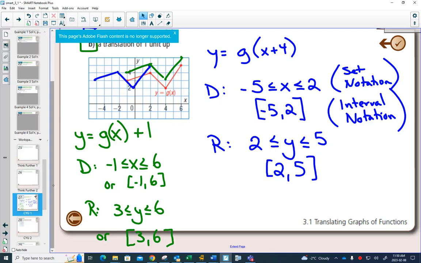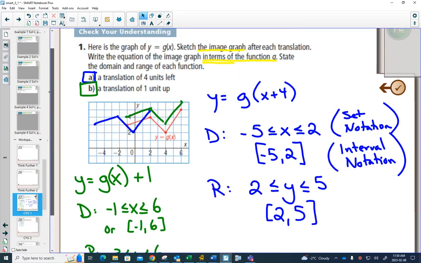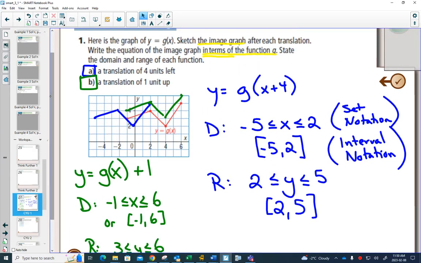And then once we are done a question, one of the things that's very important when you're doing math questions is that when you finish, you should read them again. Did we answer everything that was asked for? Here's the graph of G of x. Sketch the image graph after each translation. We've done the sketch. Write the equation in terms of the function G. I did that for the blue one. I did that for the green one. State the domain and range for each function. I did that for the blue one. I did that one for the green one. Good. I've done everything possible.